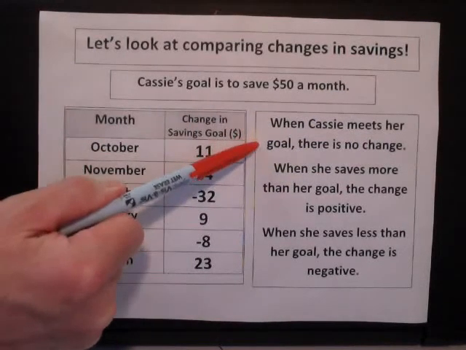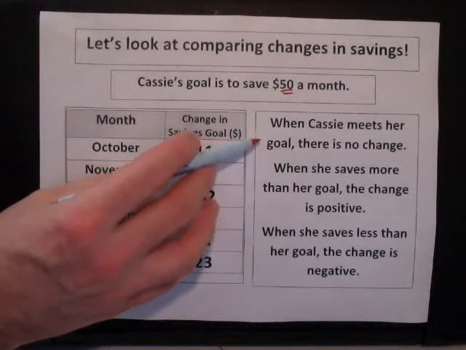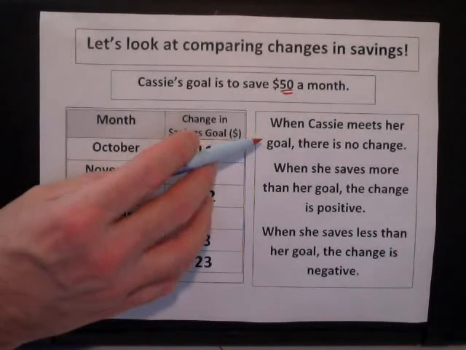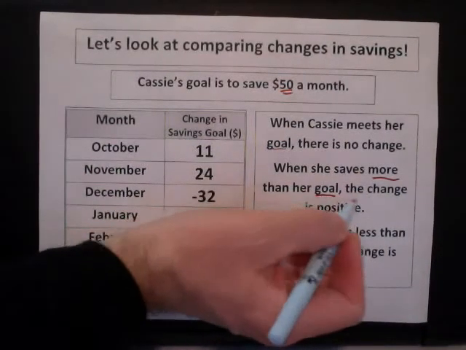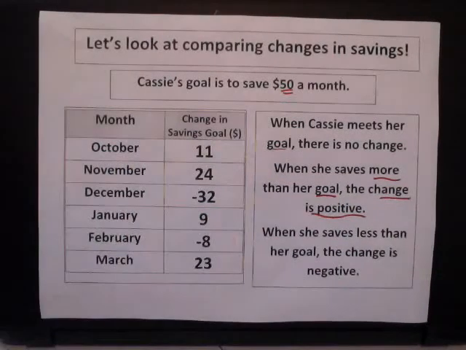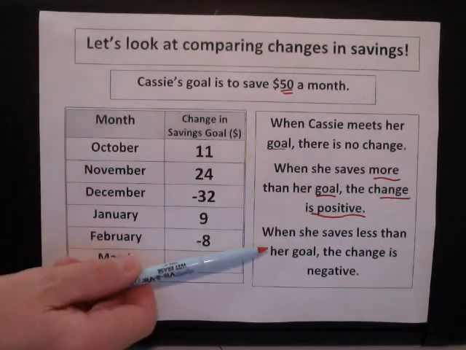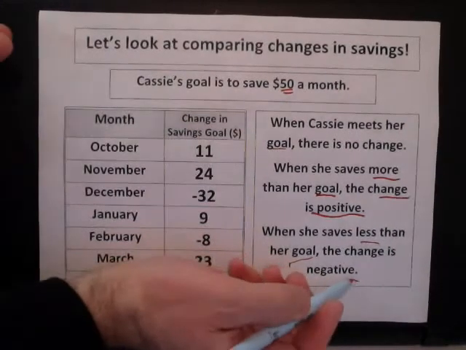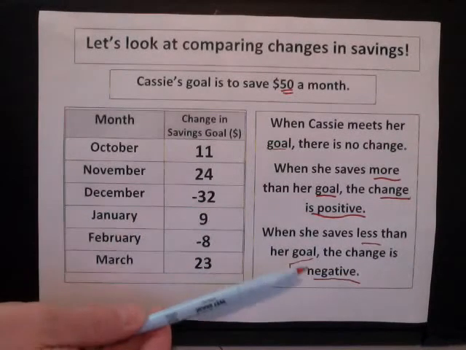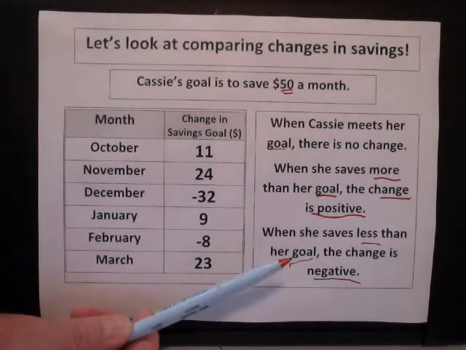When Cassie meets her goal, there is no change. So if Cassie puts in exactly $50, there's really no change in her savings per month. In other words, she's saving her goal. Now, when she saves more money than her goal, the change is positive. So if she puts in $52, she has $2 of positive change. When she saves less than her goal, the change is negative. So if she were only able to save $45, she would have a negative 5 change. In other words, it would be a change of $5 that she was unable to save. It would be a negative change.